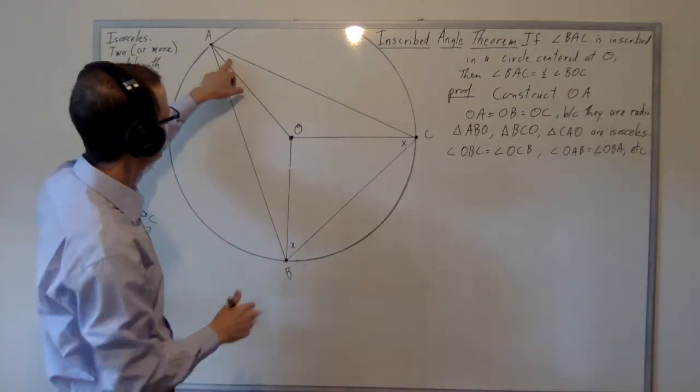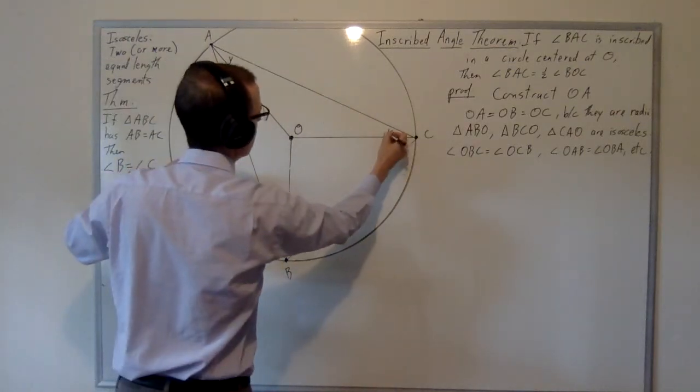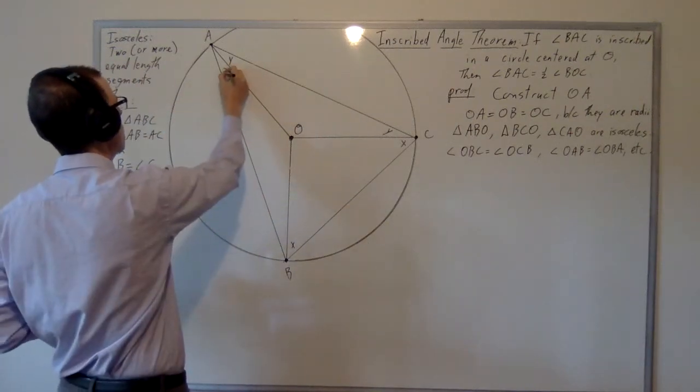Then similarly, I don't know this angle, and I don't know this angle, but I do know that they agree, and so I'll label that y. And ditto here, I don't know these angles, but I know that they agree, and so I'll call them z.